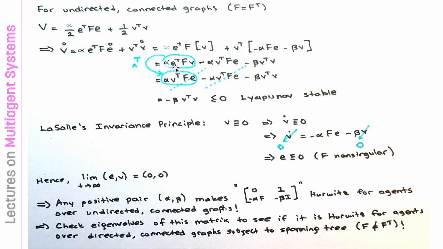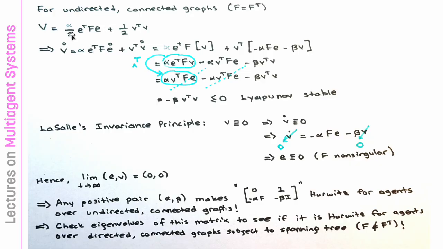So I'm taking its transpose. If I start from here, V transpose, F transpose, and E transpose E. In F transpose, this transpose disappears because F is symmetric. That's why this analysis holds for undirected and connected graphs. Instead of F transpose, I can write F here. If I do so, these two terms will cancel out with each other. I only have minus B, V transpose V.